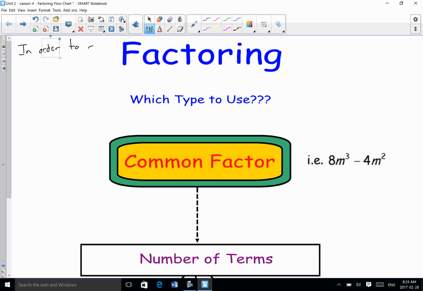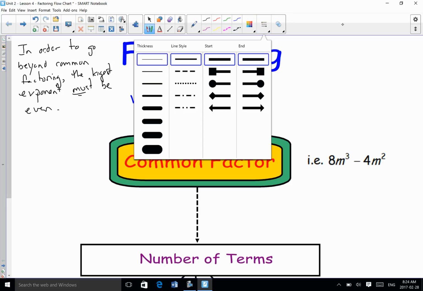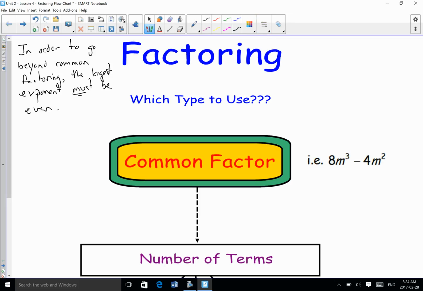to go beyond common factoring, the largest exponent must be even. Okay? If that's not true, we can't go beyond common factoring. Okay? We always want to start with common factoring. Where we go beyond that depends on what we've got inside our brackets. So we're going to start with common factoring, top of a flowchart.